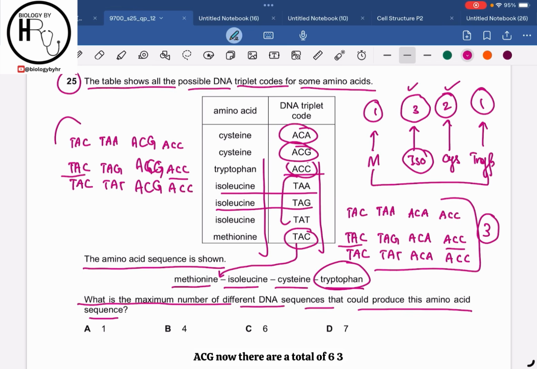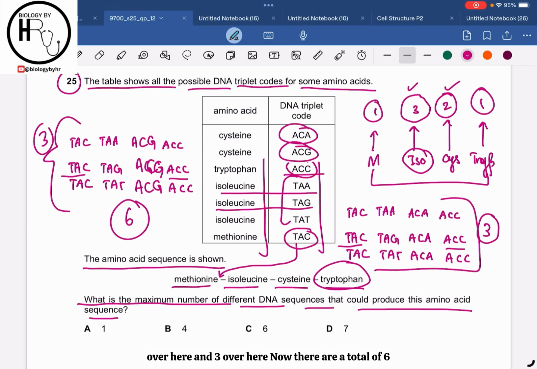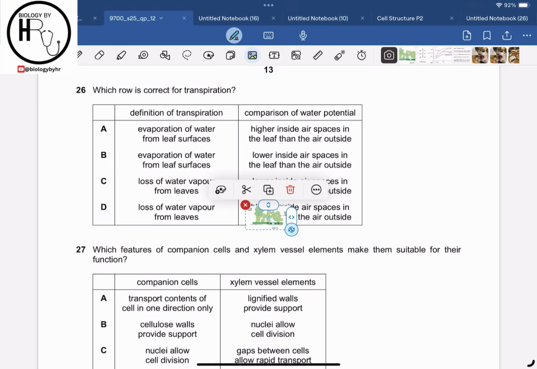ACG. Now there are a total of 6, 3 over here and 3 over here. So there are a total of 6 different DNA sequences that could produce this amino acid sequence. So hence the correct answer over here would be option C.